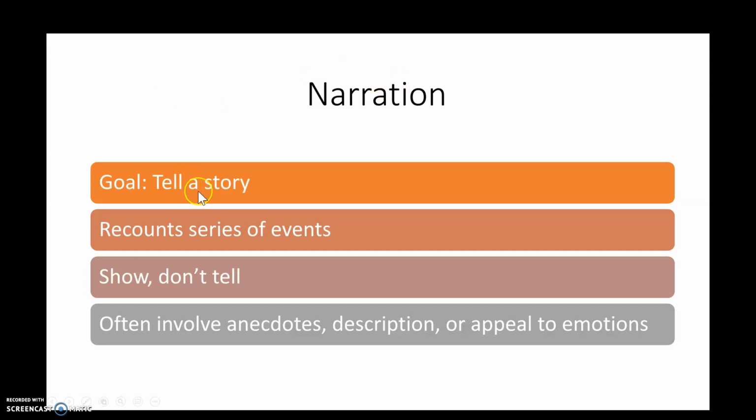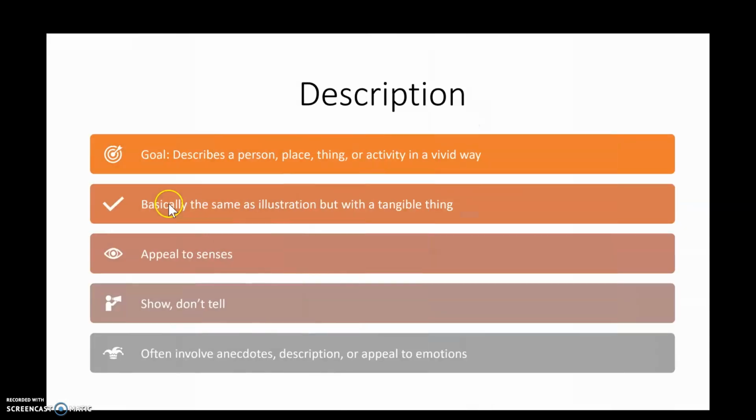So narration is similar, but the goal is to tell a story. So it recounts a series of events. Again, you're going to want to use a lot of descriptive details. And again, it's often going to involve anecdotes, descriptions, and appeals to emotion. A descriptive paragraph, the goal is to describe a person, place, thing, or activity in a vivid way. It's basically the same as an illustration paragraph, but it's with something tangible, like an object. It appeals to senses, show, don't tell, and often involves anecdotes, descriptions, and appeals to emotions.